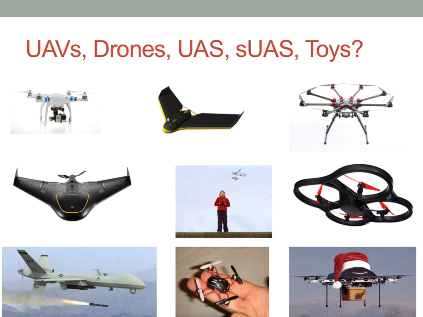So what we're talking about is drones, or unmanned aerial vehicles, or UAS, unmanned aerial systems. You'll see SUAS, small unmanned aerial systems. And there's a wide variety of platforms out there that fall under this category, right? There's the ones that the military uses that shoot missiles and blow stuff up. There's small toys that you might buy for your child at Christmas. Then there's everything else in between.